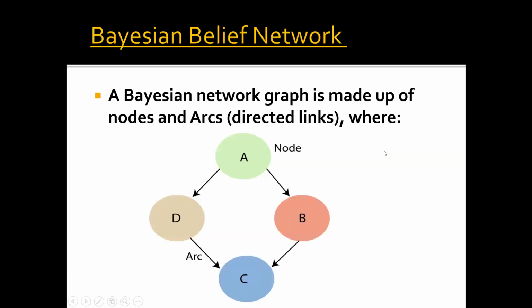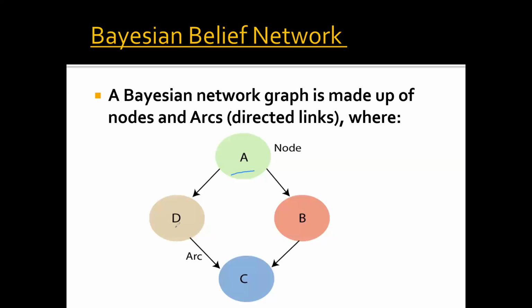So first we'll have a little introduction about what are belief networks and then we'll move on to the numerical part of the question. So as we have already discussed in one of our videos, a Bayesian belief network is a graphical representation which is made up of arcs and nodes. Now these are the directed links which basically denote the relationship between the nodes. So here we can see we are given a graph in which the nodes are A, D, C and B.